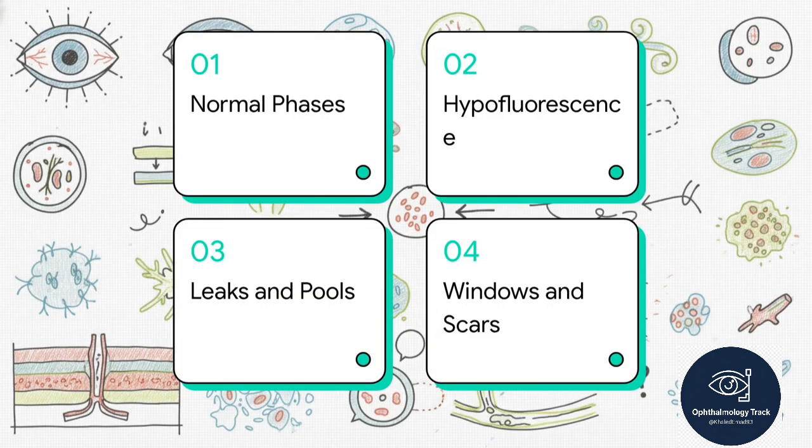Our roadmap for today is super straightforward. First, normal angiography phases. Second, decoding hypofluorescence patterns. Third, hyperfluorescence, leaks and pools. And finally, number 4, hyperfluorescence, windows and scars.